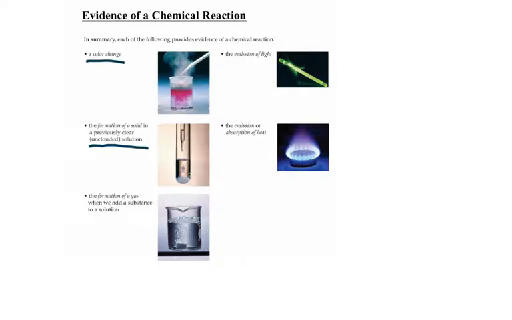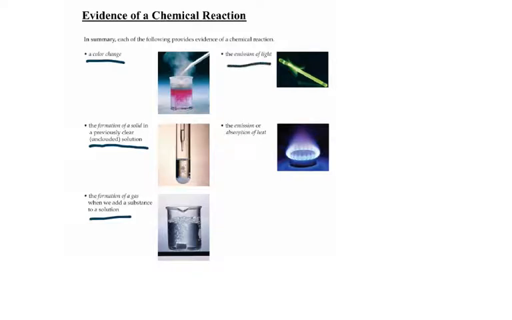Another example is when you mix chemicals and all of a sudden you see bubbles or fizzing. This is a sign that a gas has been produced. So whenever there's a formation of a new gas, a sign will be bubbles or fizzing. So that's your third example of an indicator of a chemical change.